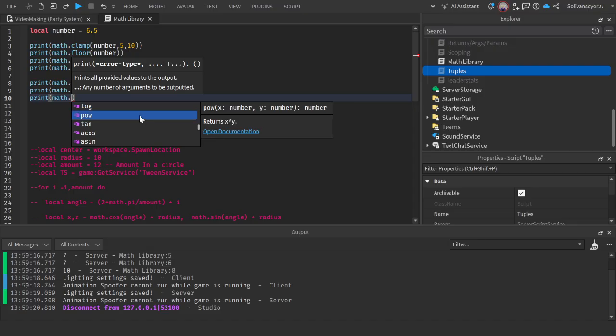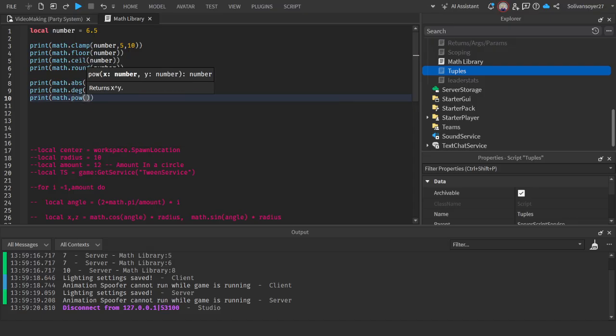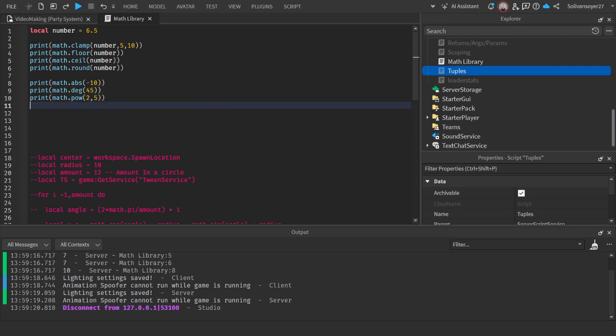We have power. This takes in two parameters. So if you take a C++ course, you know that library, I think it was IOStream. No, that C math library, you would take 2 and then 5. And it's just going to return 2 to the power of 5 right here. So our x is our number, and then y is our exponent, which is pretty cool.